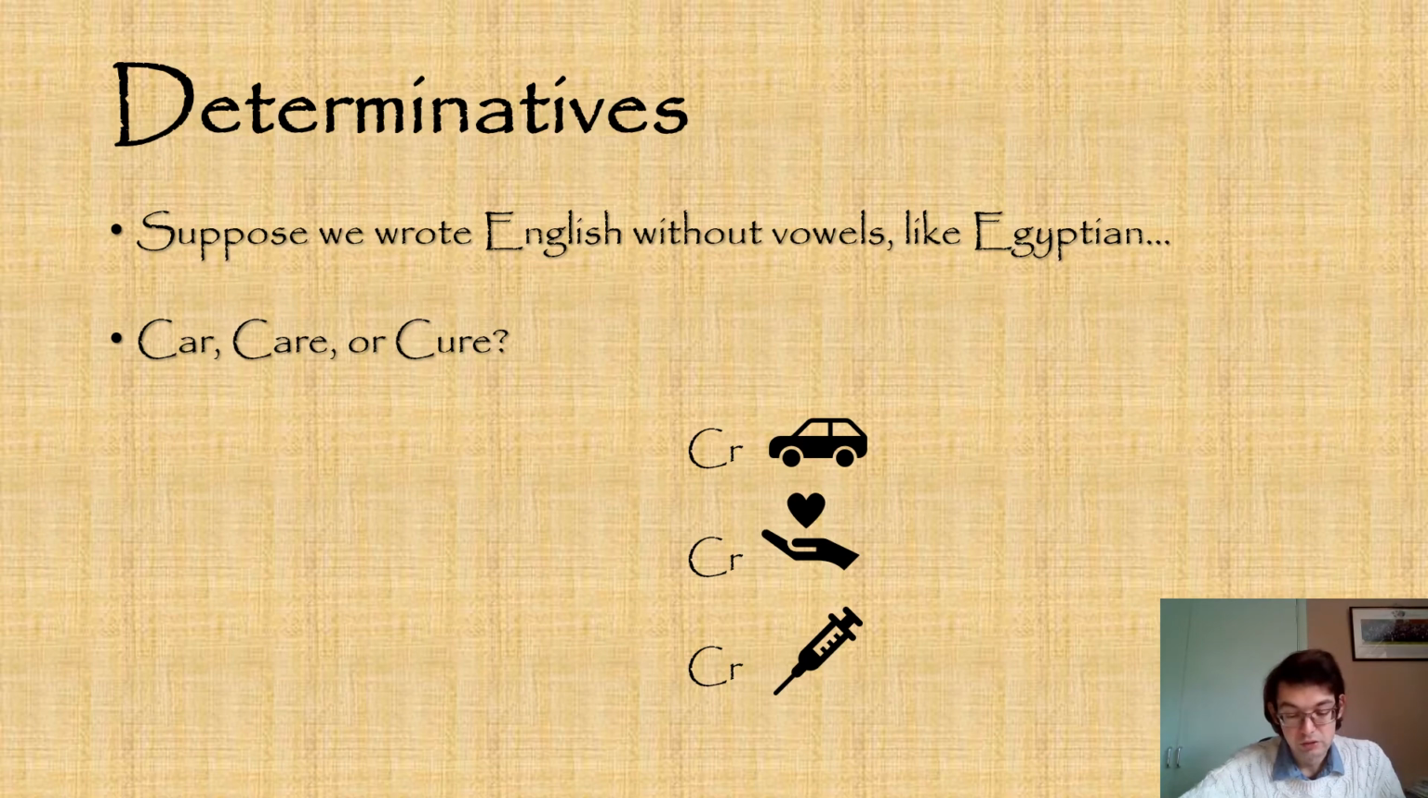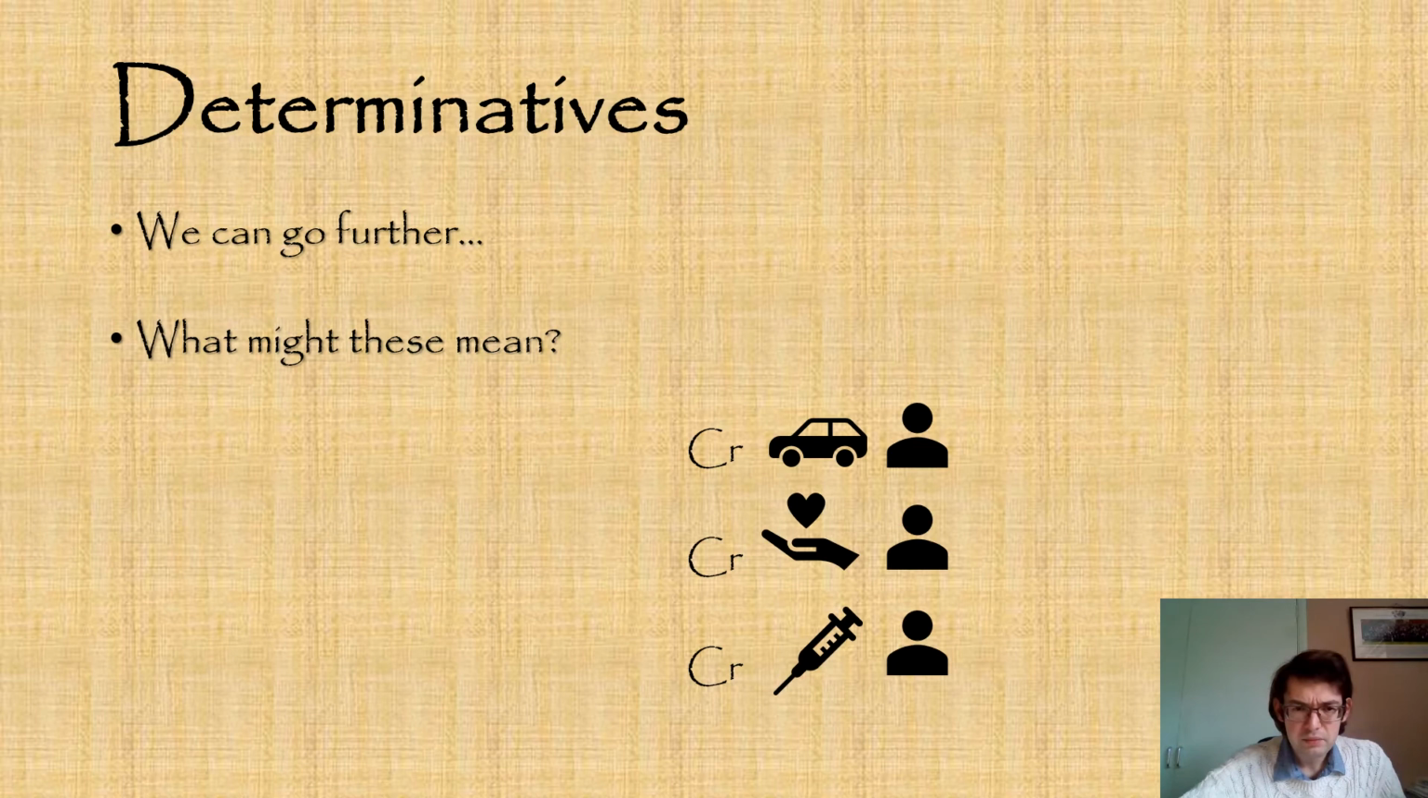You can't have a picture of a car on its own, for example, because that could just as easily stand for some other word, such as taxi or vehicle. We can take this one step further. If we add a little picture of a person after each of our examples, what happens? So, for instance, the first of our examples might now mean a person connected to a car, so maybe a driver.